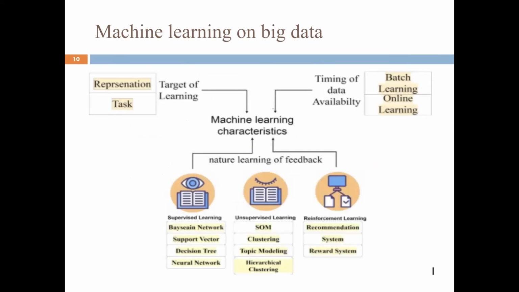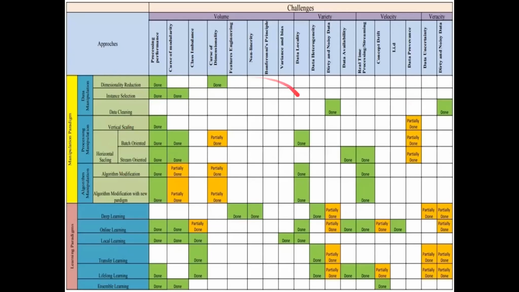The machine learning categories are supervised learning, unsupervised learning, and reinforcement learning. My survey is on clustering, which is unsupervised learning. According to them, I can make one chart here. There are a number of challenges: volume, variety, velocity, and veracity, and these are the approaches of machine learning.